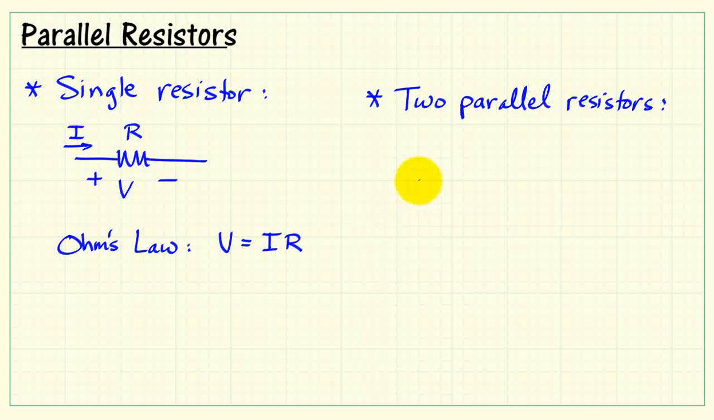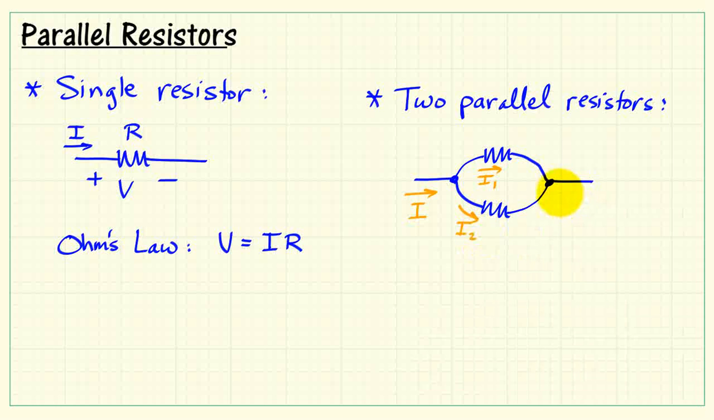Let's now consider the case of two parallel resistors. Here's the first, and here's the second. Now, the distinguishing feature of parallel resistors is that the current I entering this end splits into two parallel paths. I'll call those different currents I1 and I2. Eventually they rejoin to make the original current I.